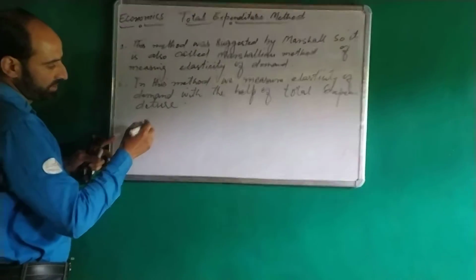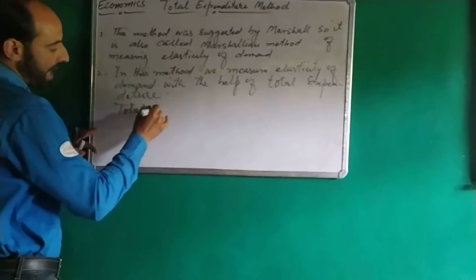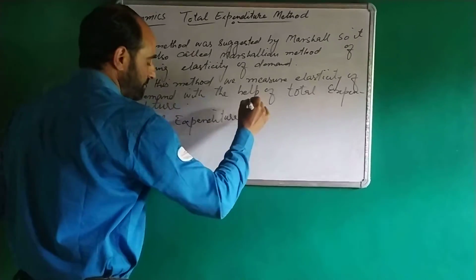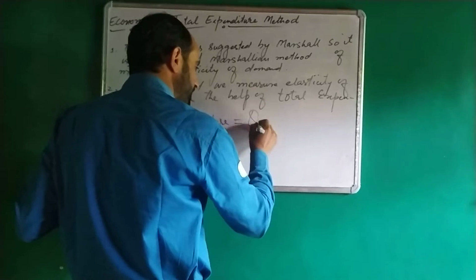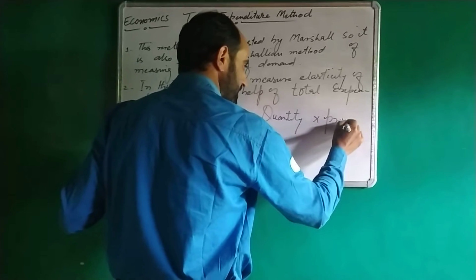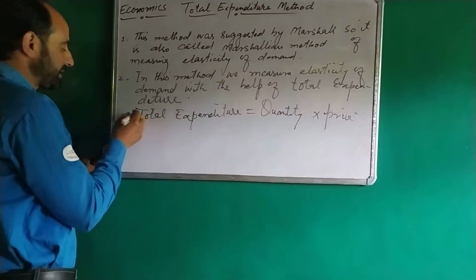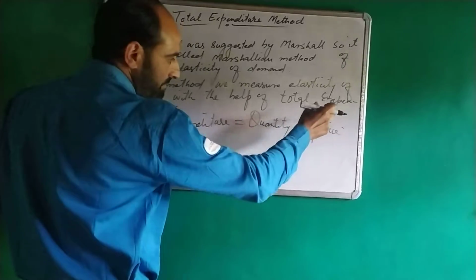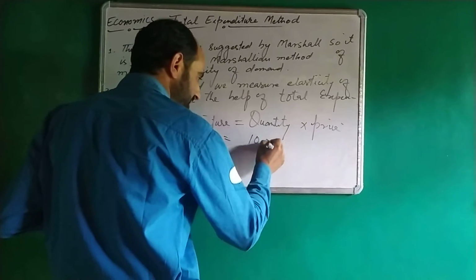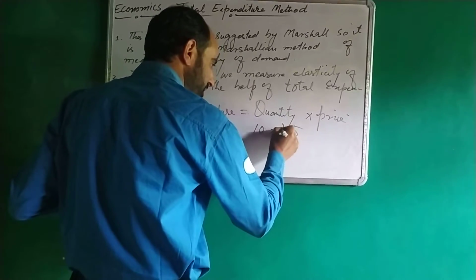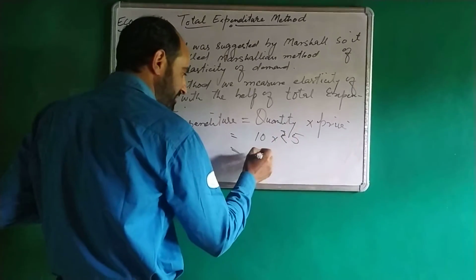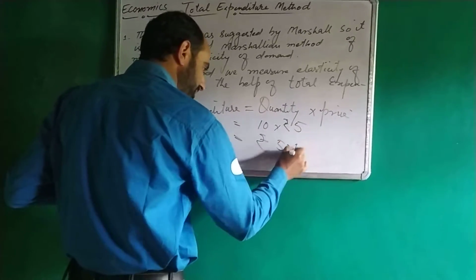Total expenditure is equal to quantity multiplied by price. Let this be point number third. Quantity multiplied by price. Suppose we purchased 10 units of a commodity in the market and the price of the commodity was ₹5. Suppose, what is the total expenditure? Our total expenditure will be 5 10s are 50. Our total expenditure will be ₹50.